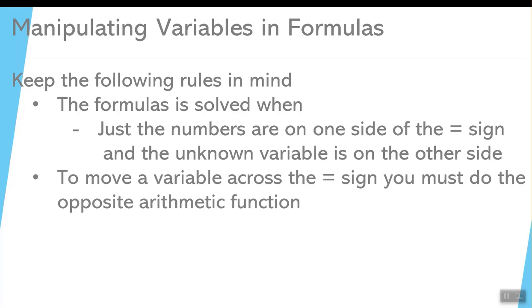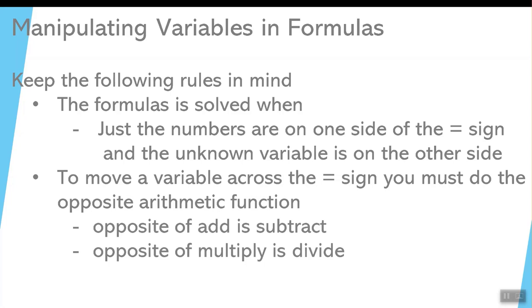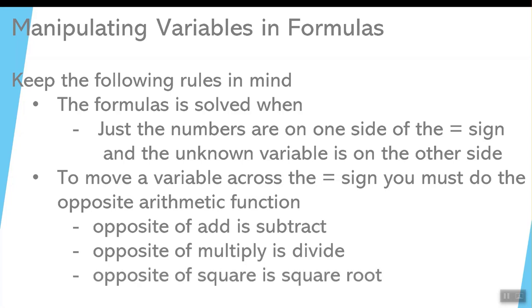Now, how do you move stuff across the equal sign? How do you move it from the right side of the equal sign to the other? Well, you have to do what's called the opposite arithmetic function. If something is being added to something else, and you want to move it to the other side of the equal sign, the opposite of addition is subtraction. The opposite of multiplication is to divide. The opposite of squaring, like 5 times 5 is 25, is the square root. There's many other arithmetic functions that are possible, but we're not going to look at those. We're just going to look at these first three.